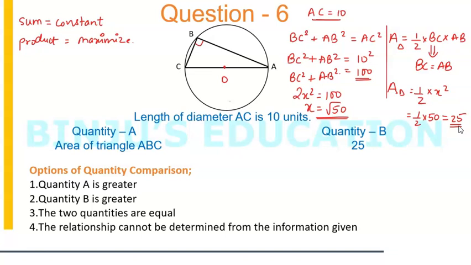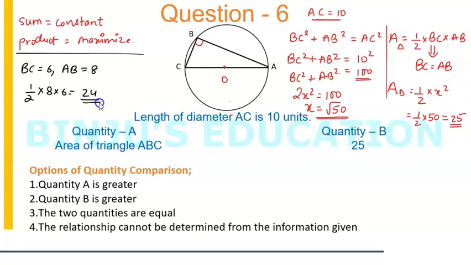For example, just to contradict us, if I take BC to be 6 and if I take AB to be 8, because 6 square plus 8 square is again 10 square. Now if you consider BC to be 6 and AB to be 8, in this case our area will be half into 6 into 8, which is equal to 24 square units. This is also a possibility. It may happen, it may not happen, that's another question, right? But this can definitely happen. So the maximum area that we can have is 25 when the two sides are equal.